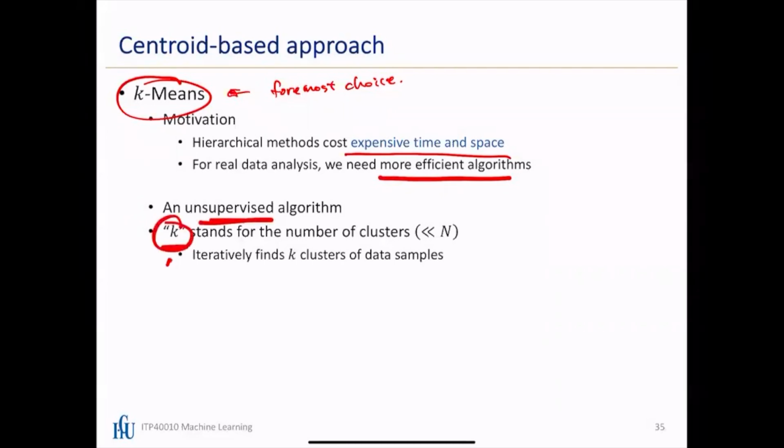K is the number of clusters in the clustering algorithm. So if I want to find 5 clusters out of my data set, K becomes 5. If I want to find 3 clusters, K is 3. And it is usually much smaller than the size of the data set.